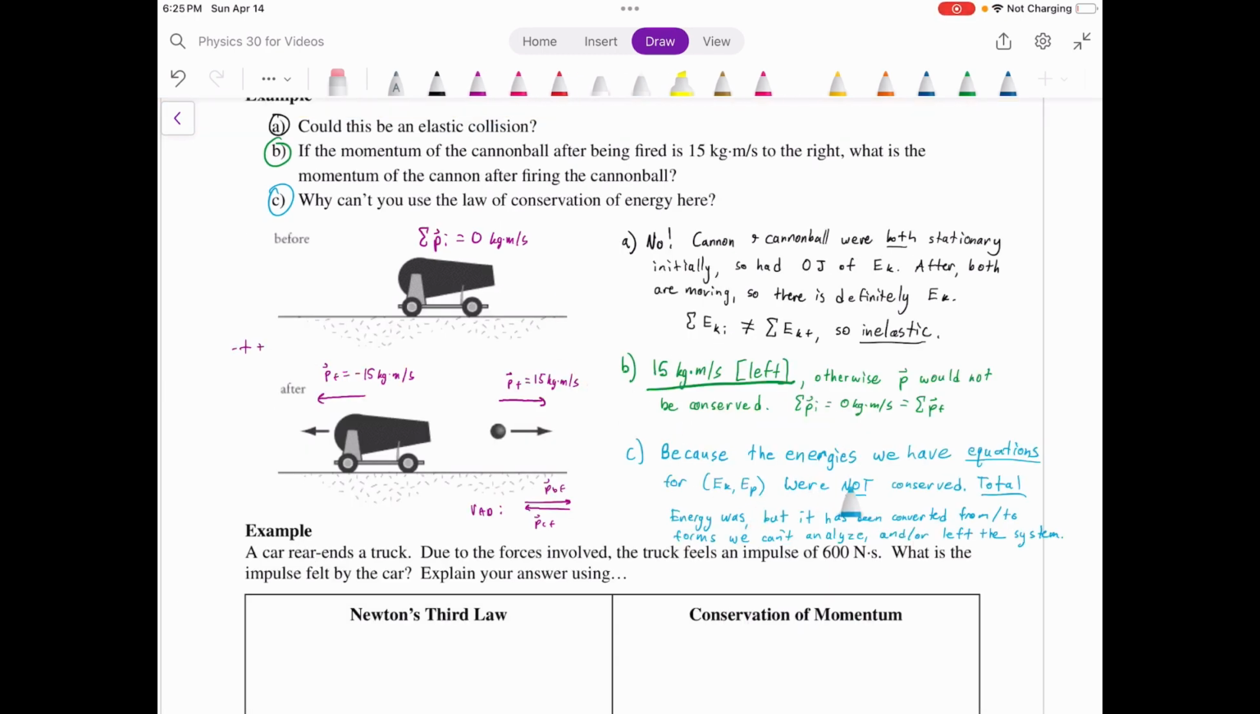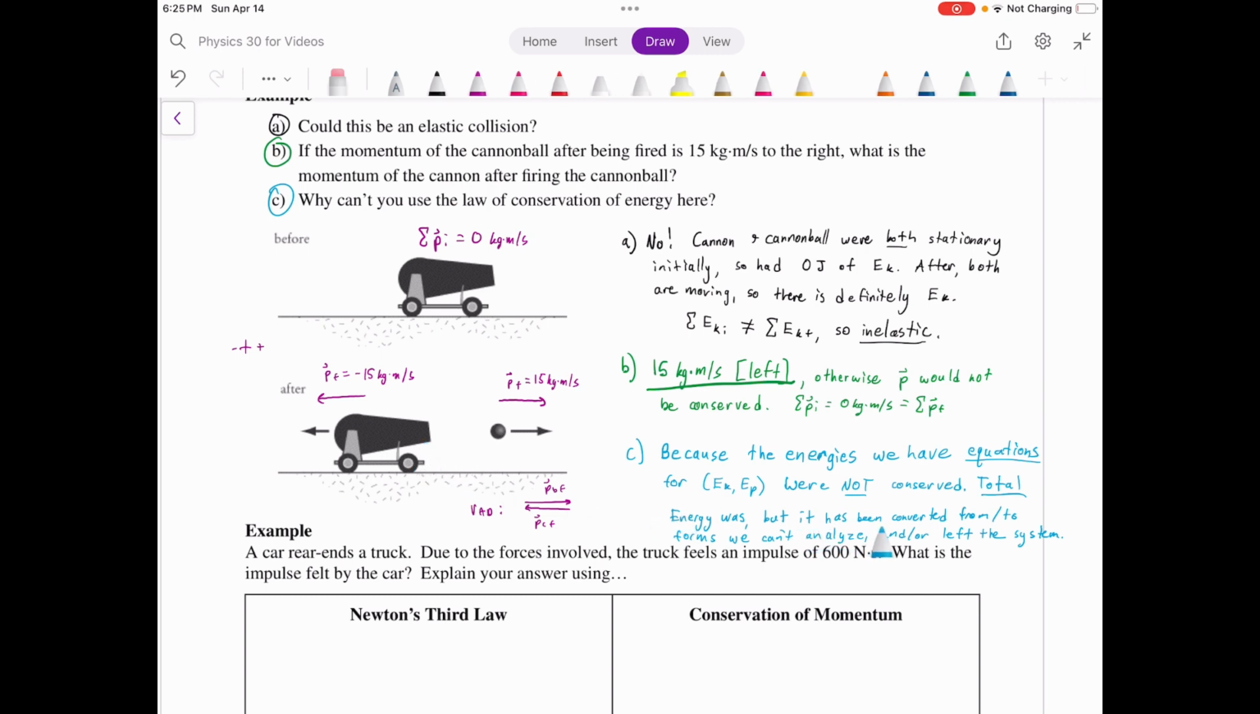Okay, so just jotting that down there. The energies that we actually have equations for weren't conserved here. Total energy was conserved, but kinetic energy wasn't, right? Gravitational potential energy might not have been, spring potential. Those are the only things we actually have equations for, right? They weren't conserved. The total initial kinetic energy does not equal the total final kinetic energy, right?